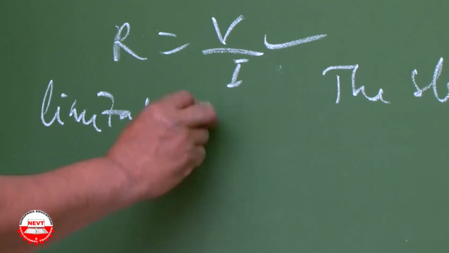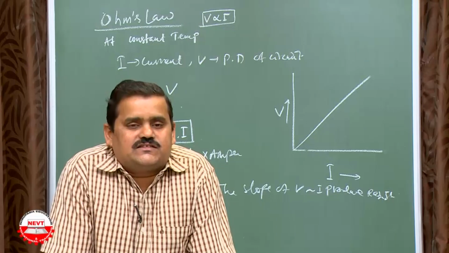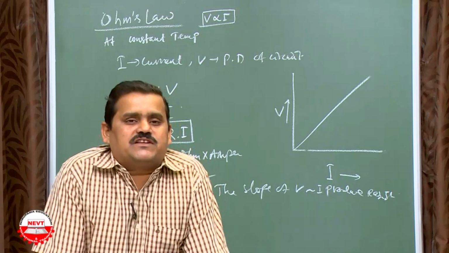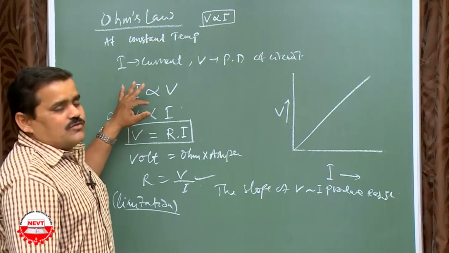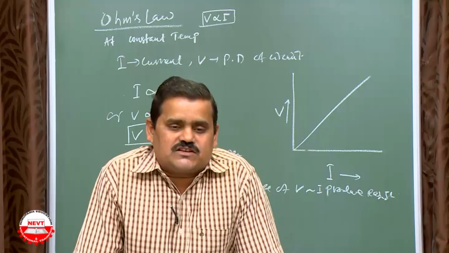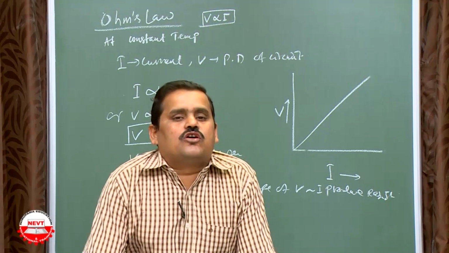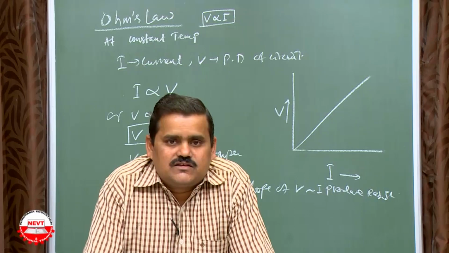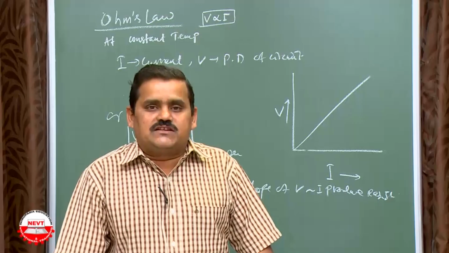Now the limitations of Ohm's law. There are two limitations. The first one is that the temperature must be constant. If you change the temperature, then I and V will change, and the relation I proportional to V may not hold. And the second one, the wire must have uniform cross section or uniform thickness.